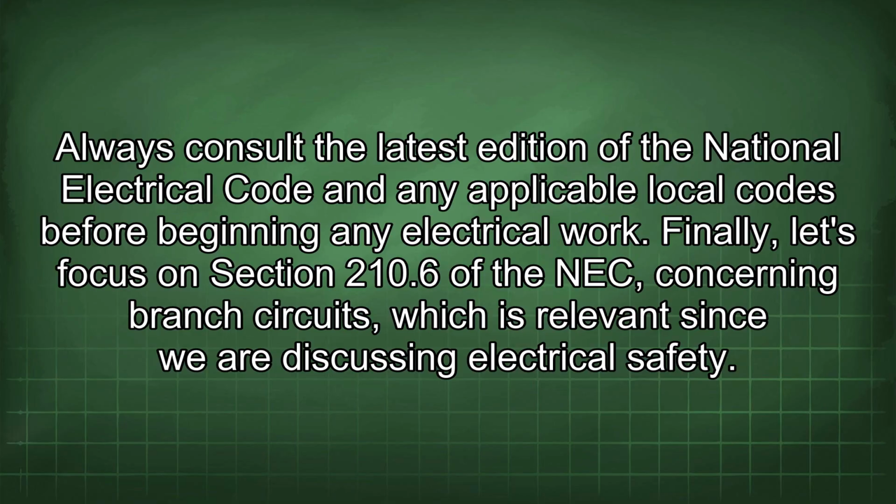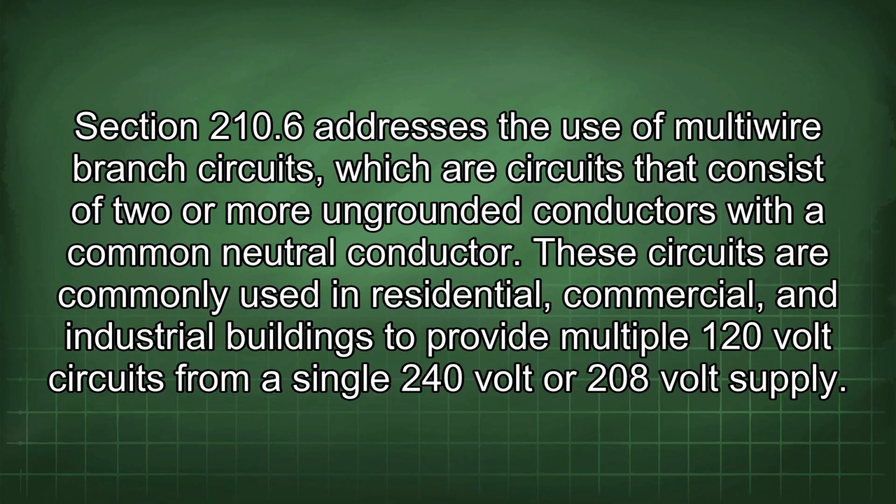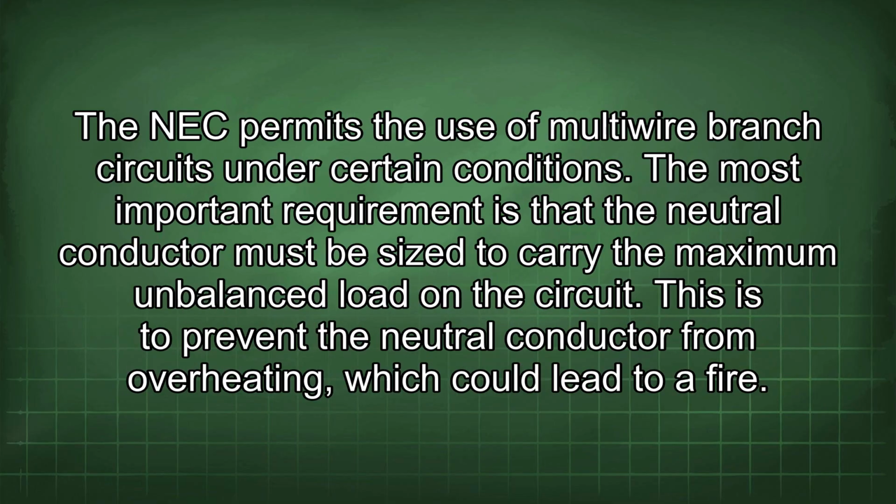Finally, let's focus on Section 210.6 of the NEC concerning branch circuits, which is relevant since we are discussing electrical safety. Section 210.6 addresses the use of multi-wire branch circuits, which are circuits that consist of two or more ungrounded conductors with a common neutral conductor. These circuits are commonly used in residential, commercial, and industrial buildings to provide multiple 120-volt circuits from a single 240-volt or 208-volt supply. The NEC permits the use of multi-wire branch circuits under certain conditions.